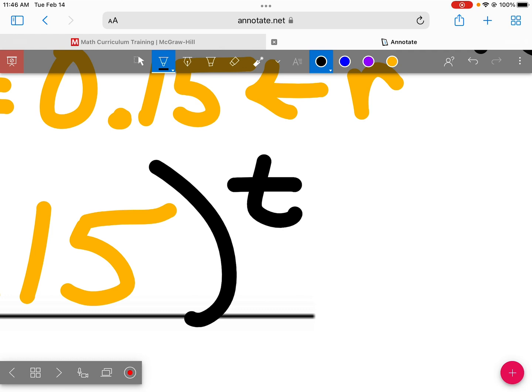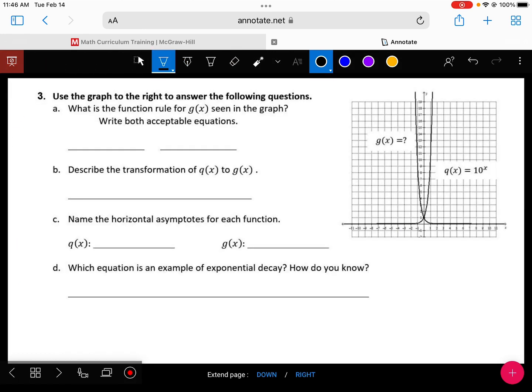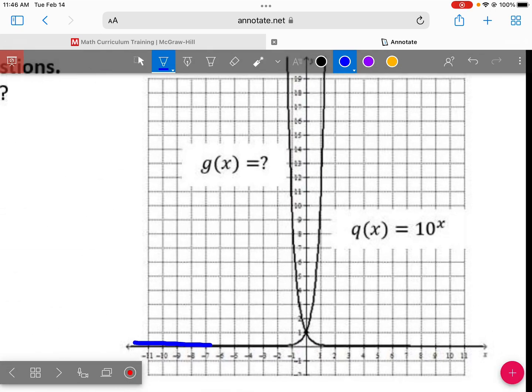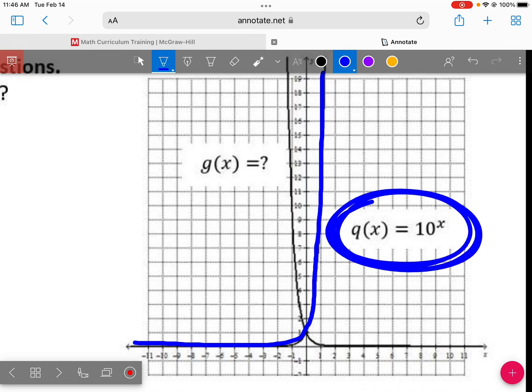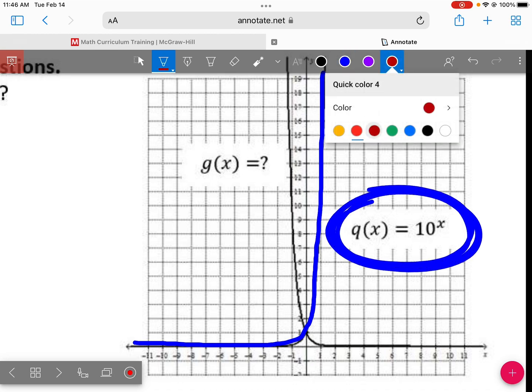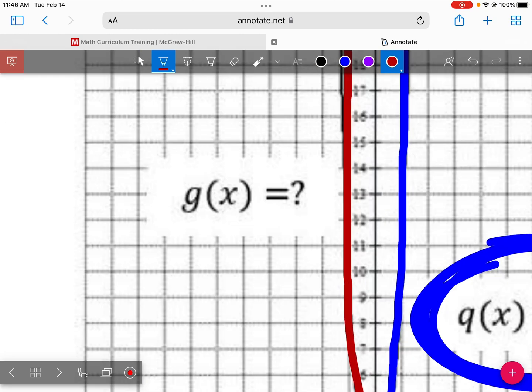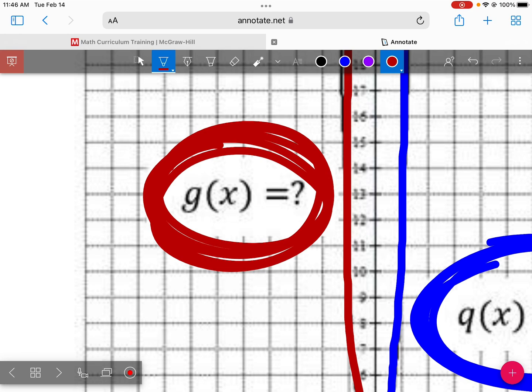Let's look down at number 3. There's a whole bunch of stuff going on in number 3. There are 2 different graphs here. I'm going to trace over them with different colors so that they're a little bit easier to see. There's this graph right here. That's Q of x, and they give us the equation for Q of x. And then there's this graph right here. And that's G of x.